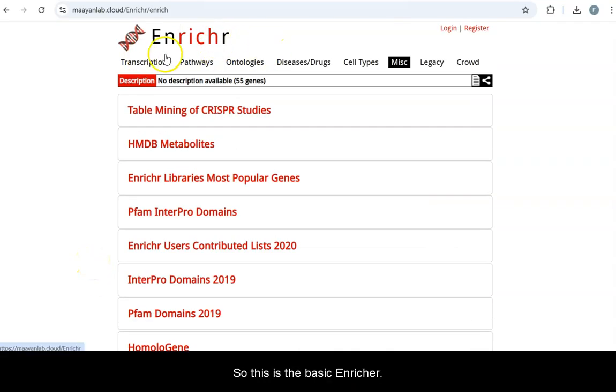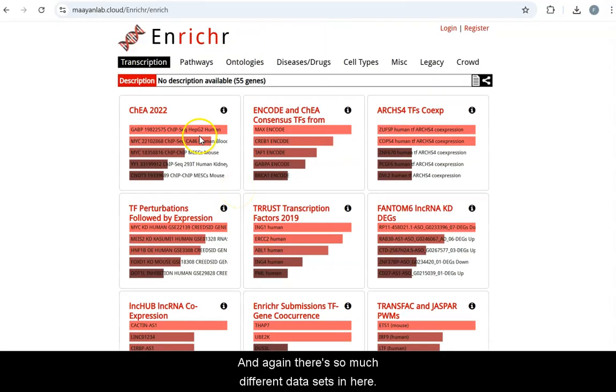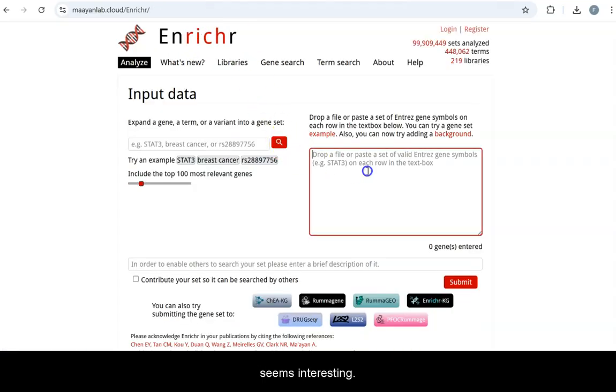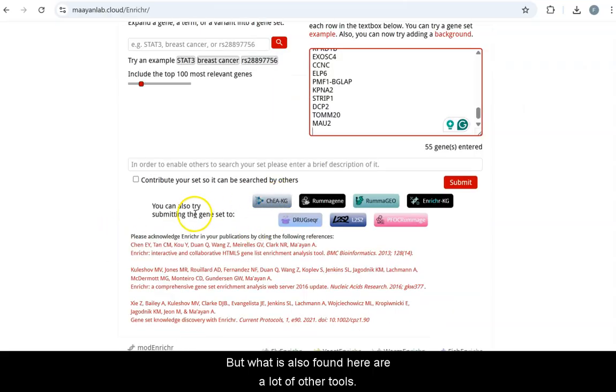So this is the basic Enrichr, and again, there are so many different data sets in here. You just need to click around and see what seems interesting. But what is also found here are a lot of other tools here.